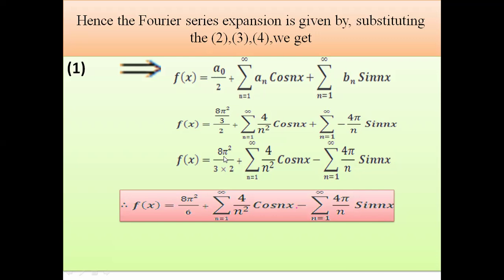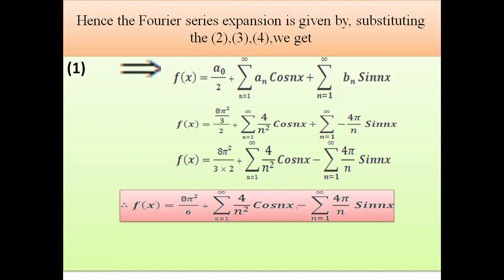So what you get is 8 pi square by 3 into 2, then 4 by n square cos nx as it is, and plus into minus will become minus, so outside you have minus summation 4 pi by n sin nx. Finally the answer is 8 pi square by 6. Simplifying this, you get 4 pi square by 3 plus summation n is equal to 1 to infinity 4 by n square cos nx minus summation n is equal to 1 to infinity 4 pi by n sin nx. This is your final answer.